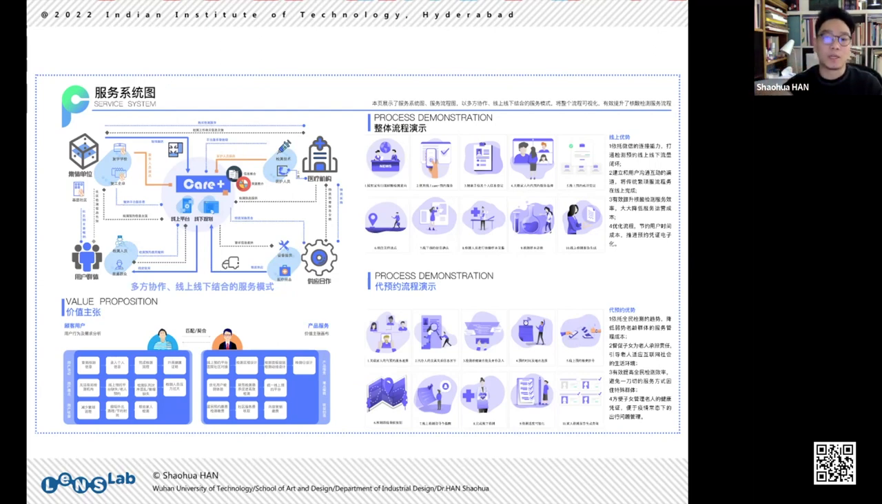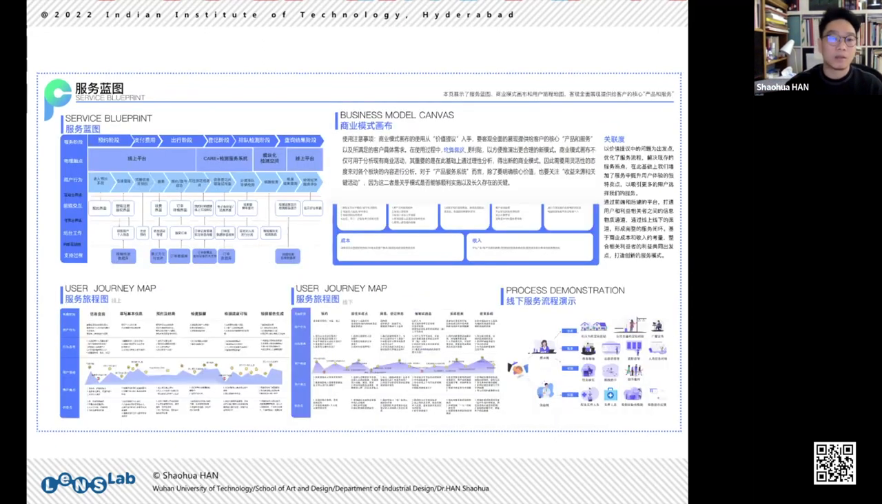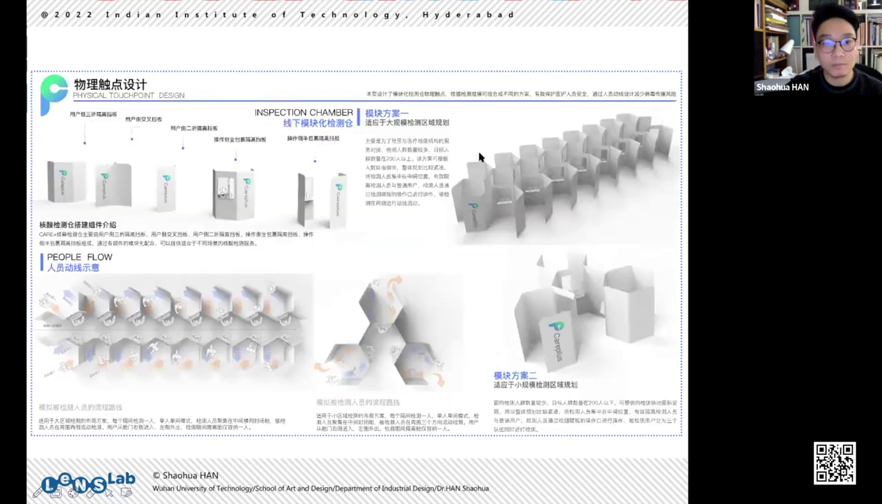Then they need to design the process, how to use the touch point designs, let's say. And then we also need the students to make the service blueprint. I see the left part, the service blueprint. You need to make it very clear how the service works, the interaction between the providers and the clients, let's say, right? That's very important to make this service blueprint. Then we also make the service journey map for the online part and the offline part, and also the business model canvas.